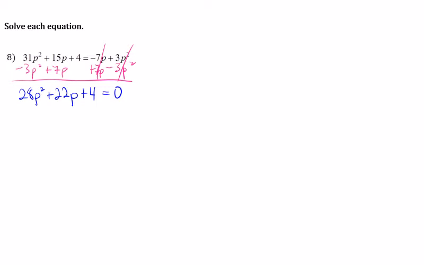So now I want to check for GCF. This time we do have a GCF, right? 28, 22, and 4 all have a common factor of 2. So I'm going to bring a 2 out to the front. So then I get 14p squared plus 11p plus 2 equals 0, right?